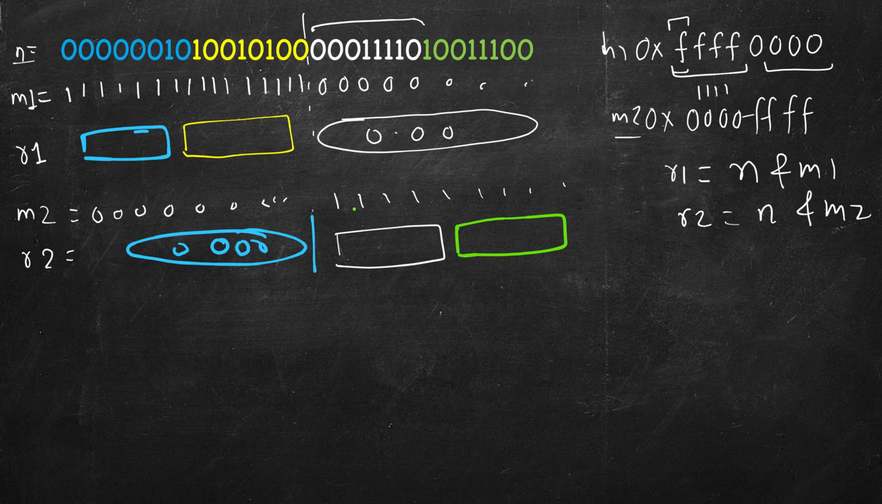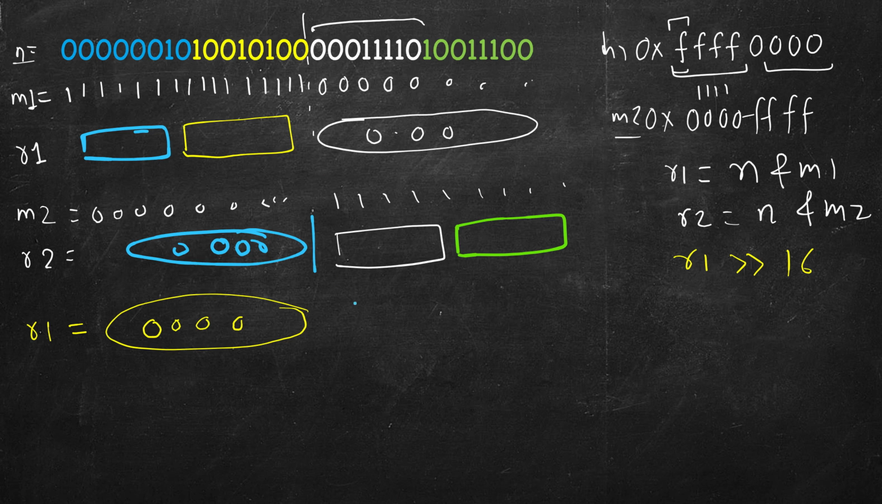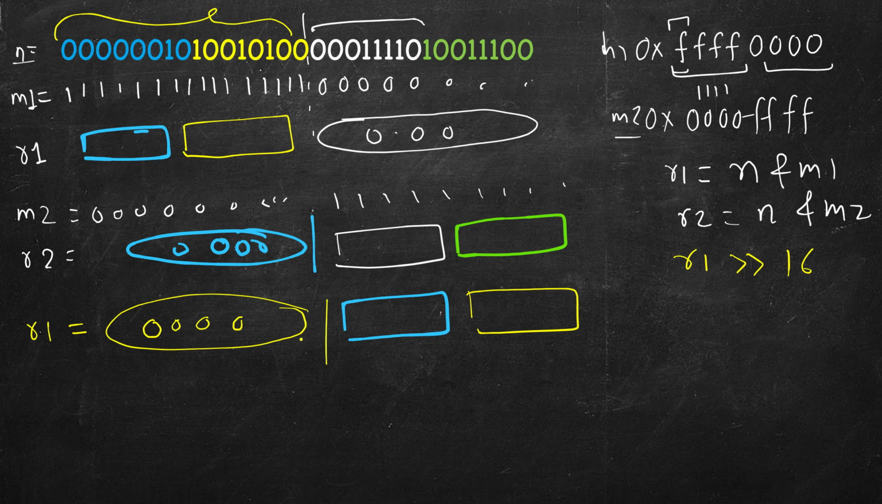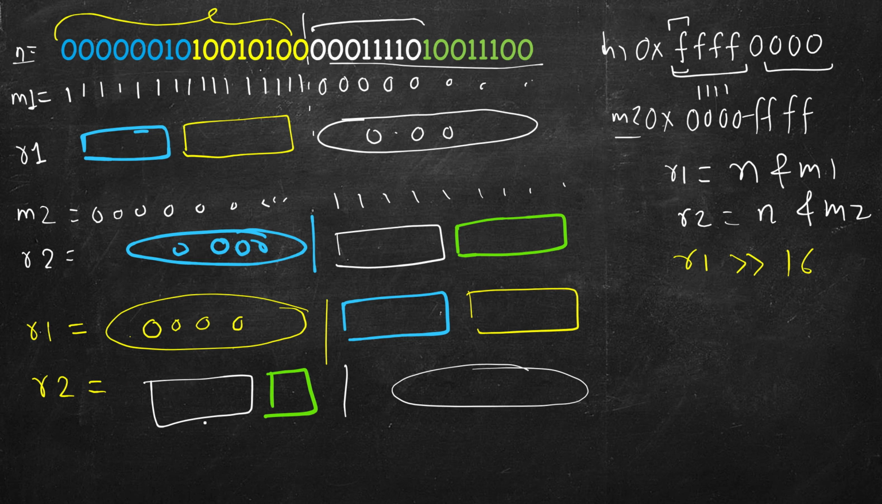Now what we need to do, make R1 right shift by 16. So what will happen? It will be all zeros here. So I'm writing R1, 16 zeros, followed by this blue rectangle, followed by this yellow rectangle. So whatever was this region, this has come in the right part, and left part is all zeros. Similarly, R2 will be this white region followed by green region followed by all zeros. So whatever was in the right 16 bits comes here. Now take the OR of these two.